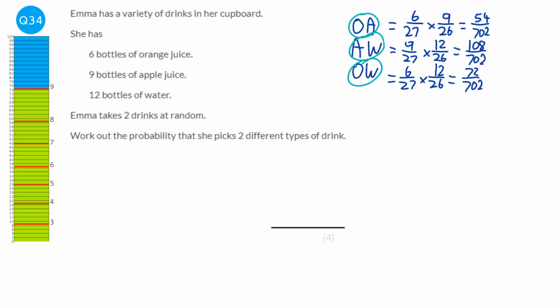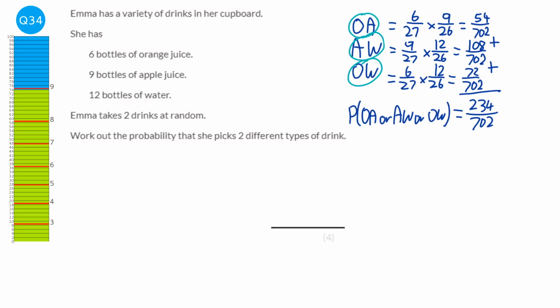Now we're looking at the probability of this or this or this, and the word or means add. So the probability of OA or, I should put that in brackets, probability of OA or AW or OW is these added together, and when you add them together you get 234 over 702.